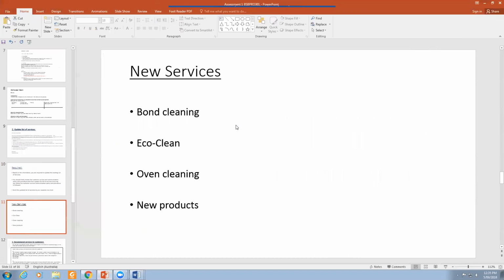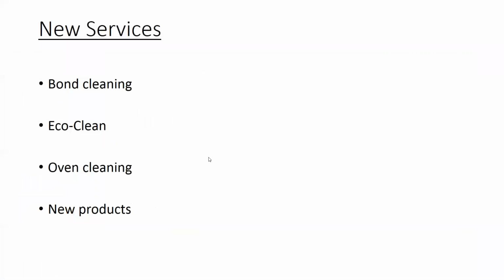So these are the new services from my point of view. Some hints: you can add bond cleaning, eco clean, oven cleaning, new products. You can add these new services, but you need to explain each of them, or you can have your own heading, but you need to explain the service, pricing, and everything.